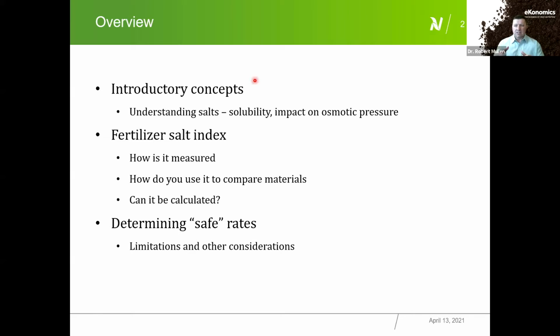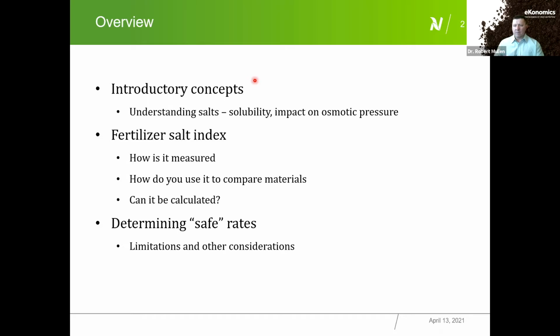So I'm going to talk, it's going to be very brief. I think there's only 3 slides just to get us on the understanding of what a salt is, understand about solubility. We're not going to talk ad nauseum about solubility. What we really want to get to is how does that impact osmotic potential, excuse me, or osmotic pressure in a soil environment.